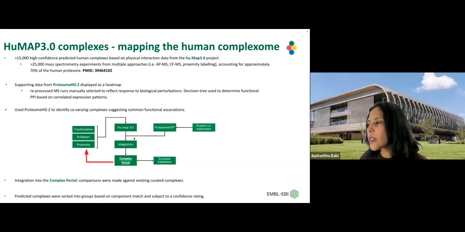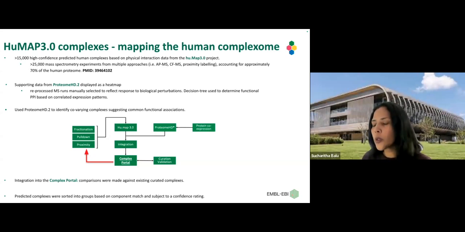This was taken together with supporting evidence from the Proteome HD project, which looks at pairwise interaction data. This is based on repurposed mass spec runs, and they look to find responses in expression depending on physical perturbations, such as a change in temperature, pH, or addition of an agonist. Then this data was modeled with the HUMAP3, and the high confidence predicted complexes were then integrated back into the Complex Portal. So how is this integration done?